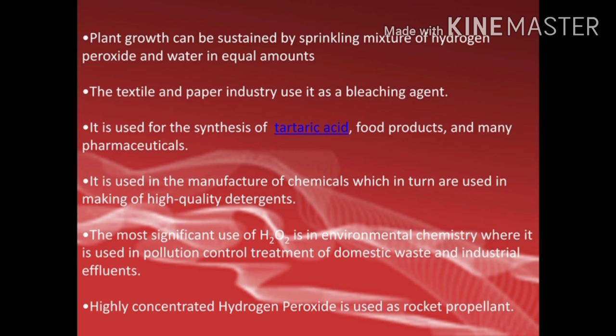The textile and paper industry use it as a bleaching agent. It is used for the synthesis of tartaric acid, food products and many pharmaceutical compounds. It is used in the manufacture of chemicals which in turn are used in making high quality detergents. The most significant use of hydrogen peroxide is in environmental chemistry, where it is used in pollution control, treatment of domestic waste and industrial effluent. Highly concentrated hydrogen peroxide is used as a rocket propellant.